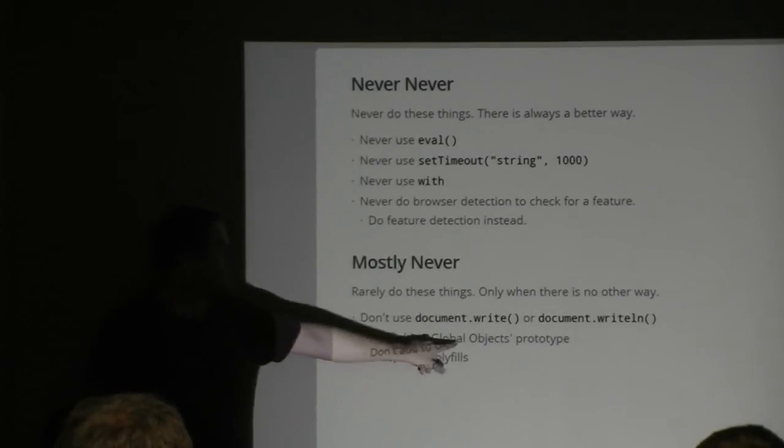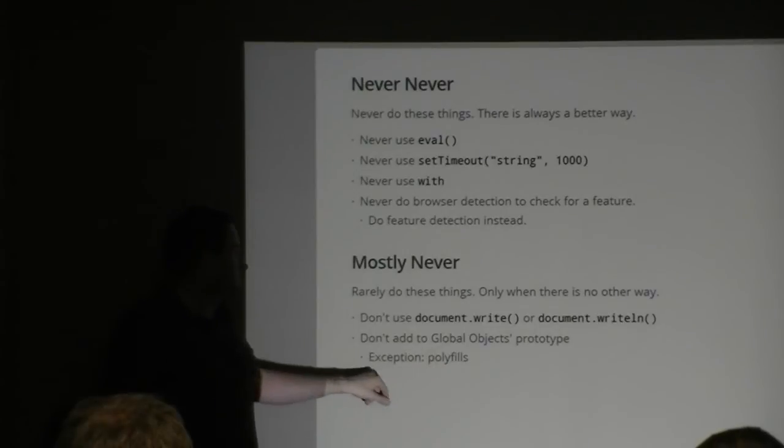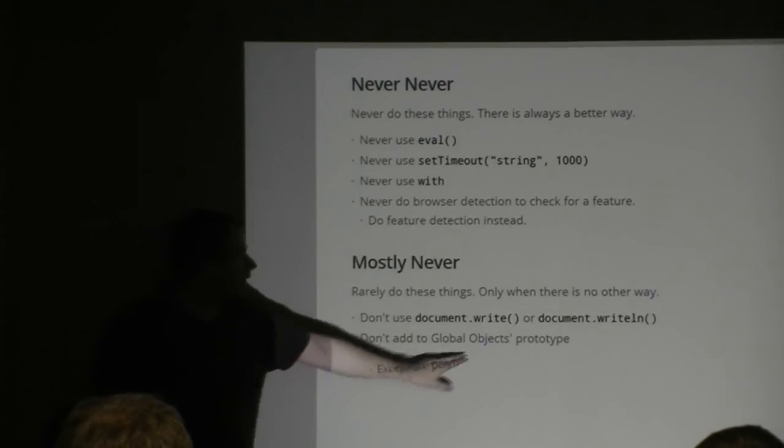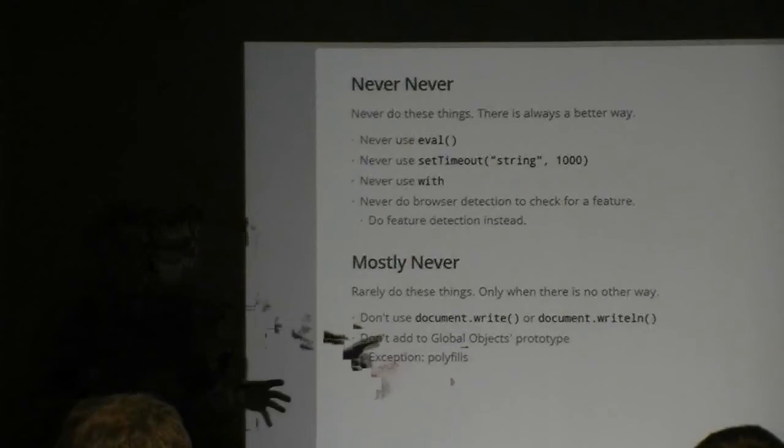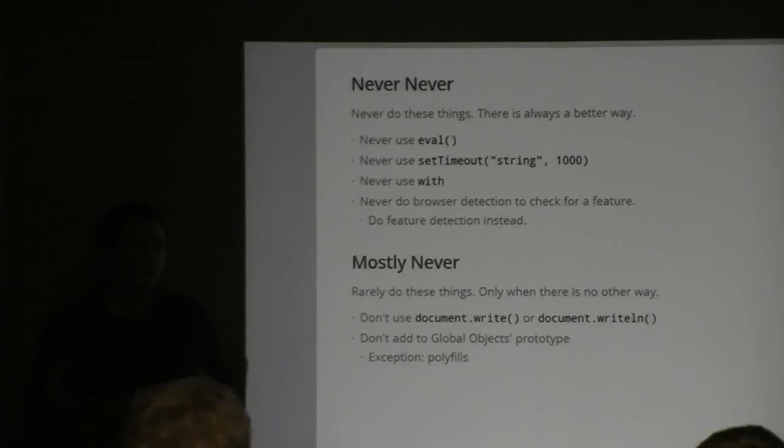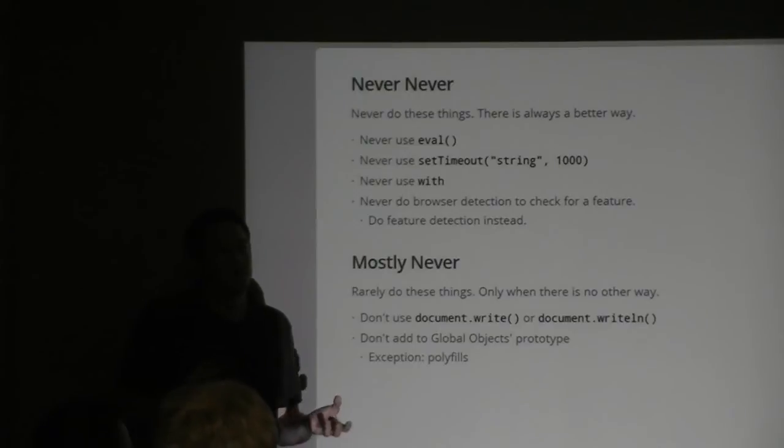Don't add to global objects' prototype. The exception to this is a polyfill. I'm using object here, but this also refers to array and function and all the other global ones. The exception is a polyfill. What is a polyfill? A polyfill is a function that you add to the prototype that gives properties to it that it wouldn't already have.